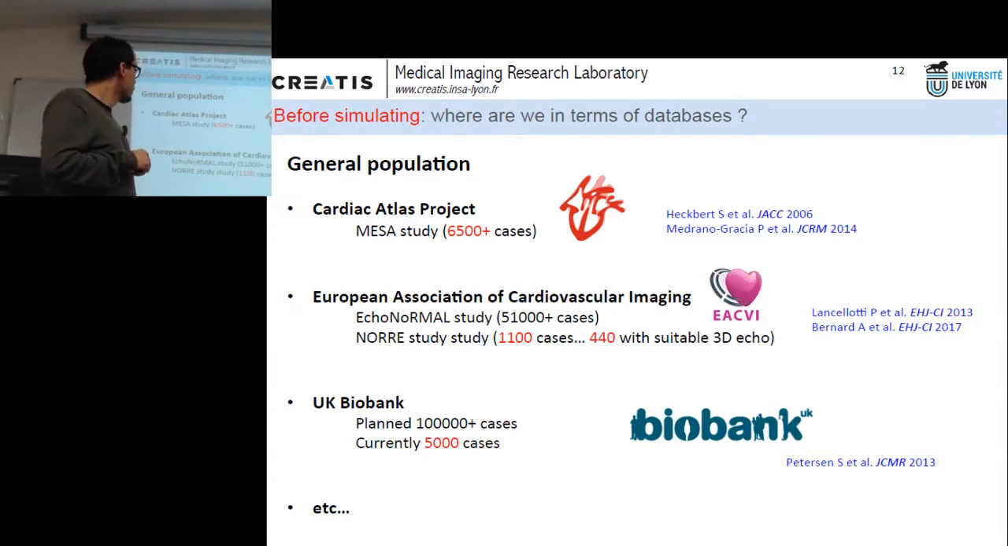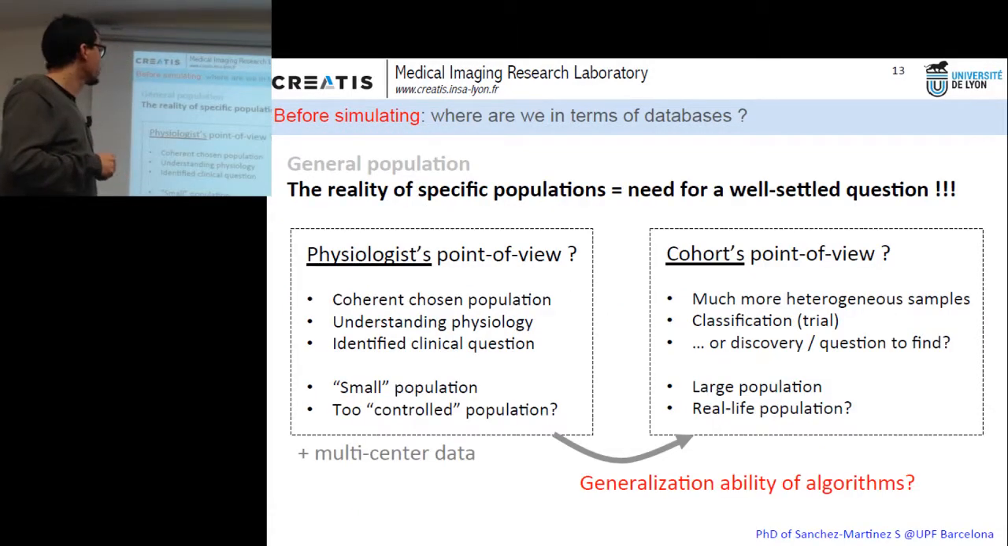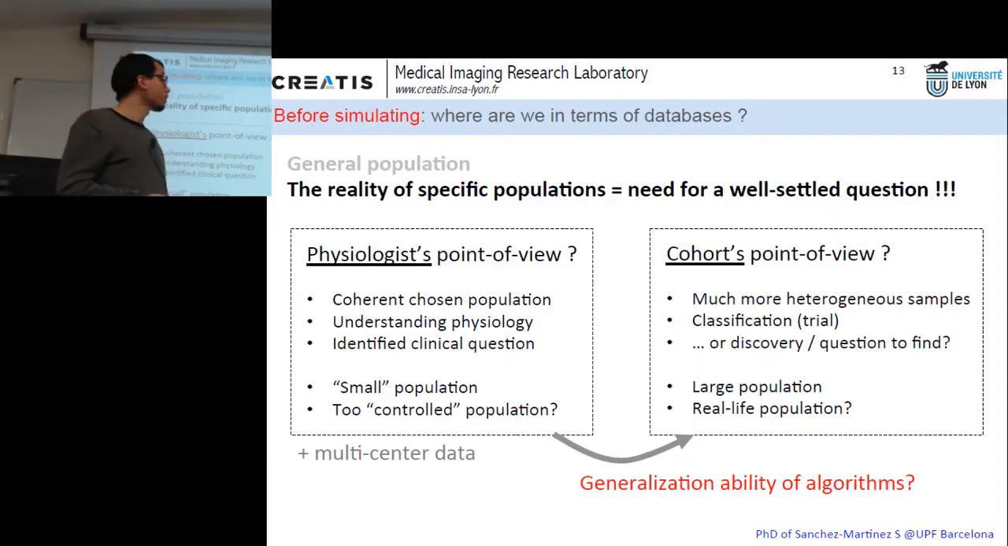So we can already do a lot of things with this amount of data, but it depends on the question we settle on this data. And just remember that this is the general population, and actually sometimes we don't reason like this. So for specific populations, like when you have a pathology, the key point is really settling your question, the question you want to answer. Do I want to do a segmentation? Then maybe I don't need to think so much and I just take the amount of data I have.